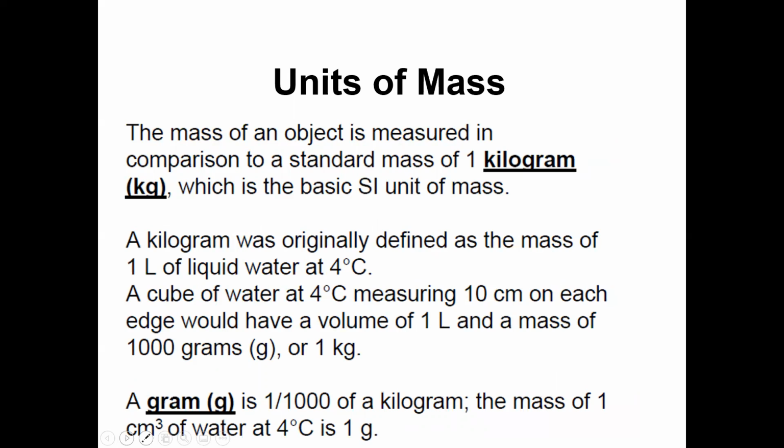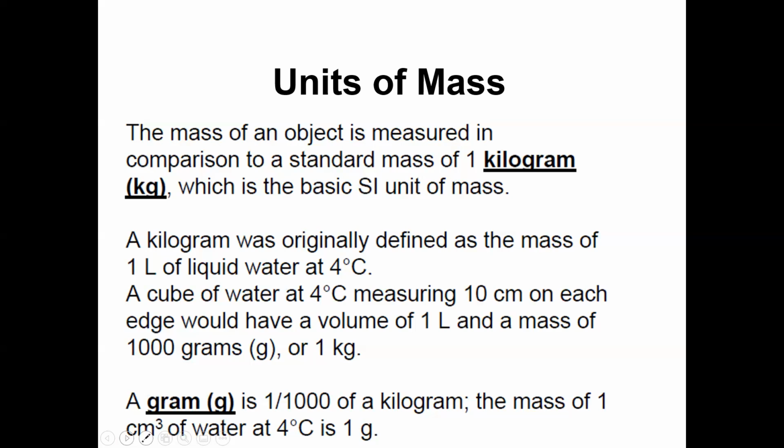The mass. Now we are going to move to the unit of mass. The mass of an object is measured in comparison to a standard mass of a kilogram, which is the basic SI unit of mass. A kilogram was originally defined as the mass of 1 liter of liquid water at 4 centigrade. A cube of water at 4 centigrade measuring 10 centimeters on each edge would have a volume of 1 liter and a mass of 1000 grams, or 1 kilogram.